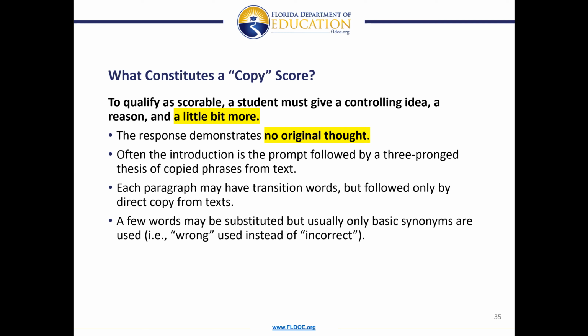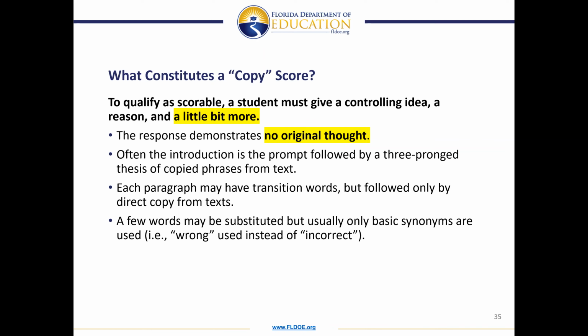In order to qualify as a scoreable paper, a student must give a controlling idea, a reason, and a little bit more, meaning original thought. So in order to receive a copy score, that paper would demonstrate 0 original thought. Often the introduction is kind of just that prompt followed by copied phrases from the text. Each paragraph may have some transition words thrown in there, but then it's going to be followed only by either direct copy or paraphrasing of text. And then the student may have tried to substitute a few words here or there, but again, that's not going to be enough to show original thought.